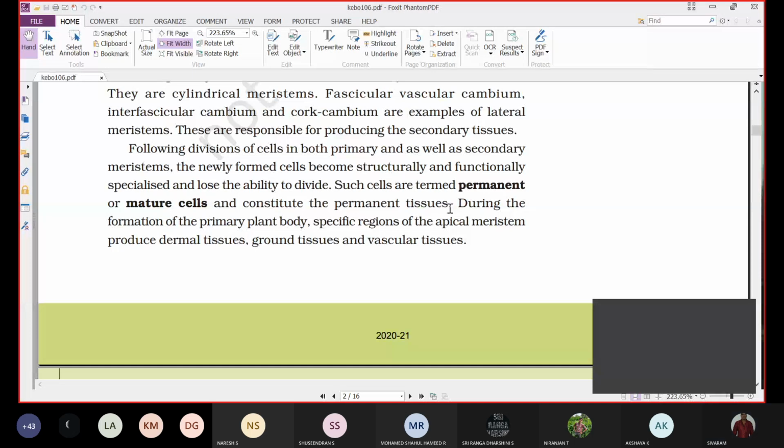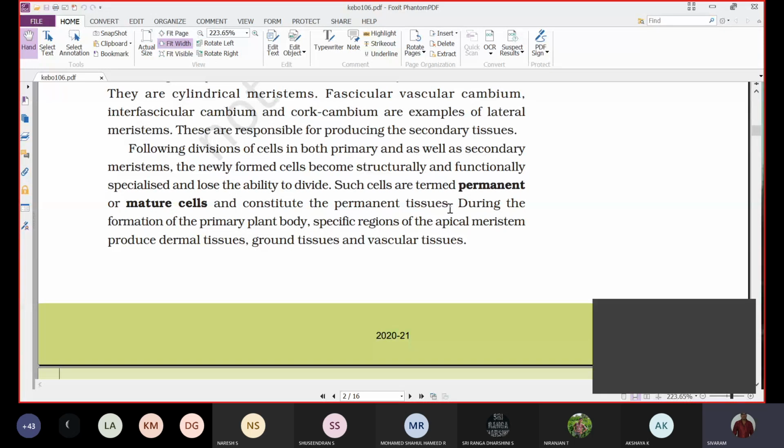Understood? Anybody having any doubt here? What is a permanent tissue? The cells present in the permanent tissue are what we call mature cells.